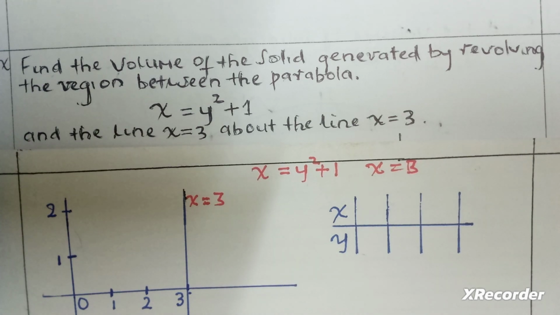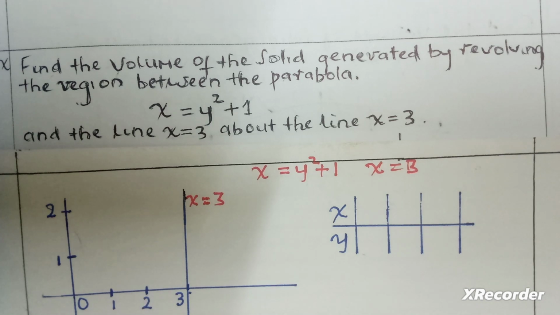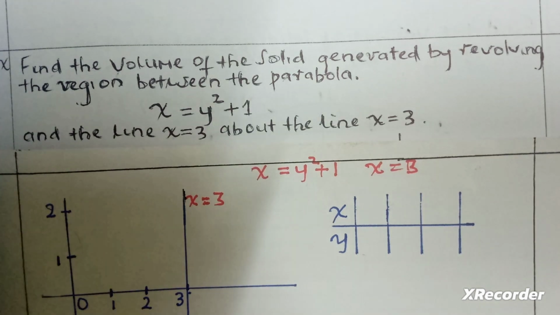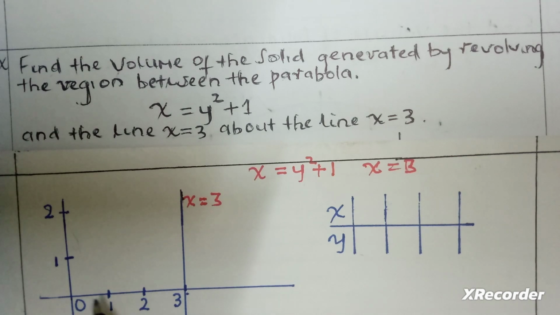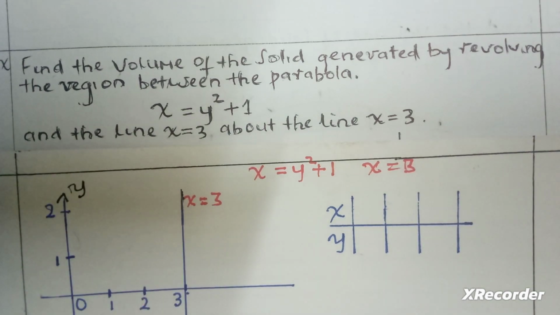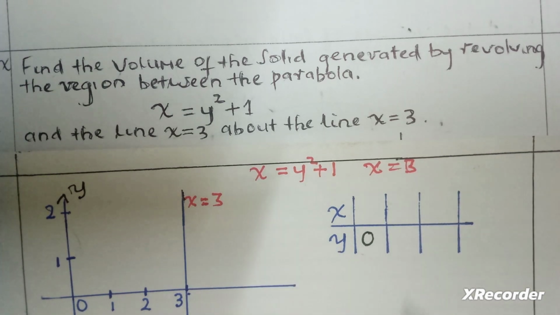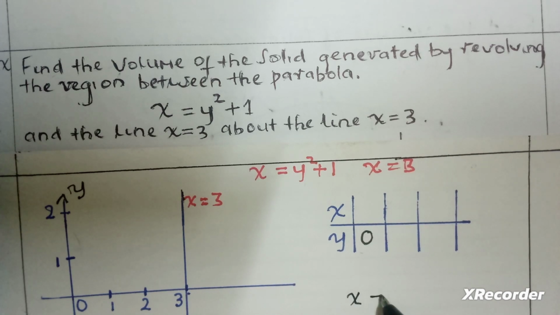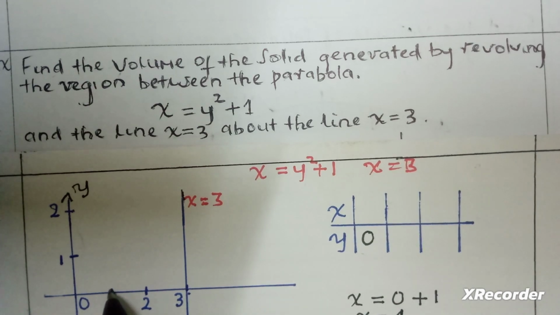So the first thing we want to do is to draw the diagram of the parabola. First of all, we find out where it touches the x-axis. When that parabola touches the x-axis, it means that y will be equal to 0. So we find out when y is equal to 0, what is our x? We use the equation x equals y squared plus 1, with y equal to 0, so x is equal to 1. So that parabola touches the x-axis at 1.